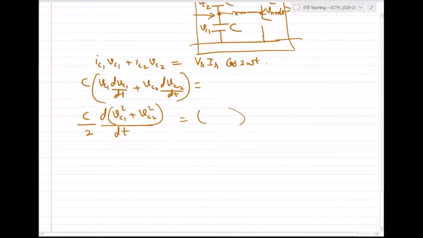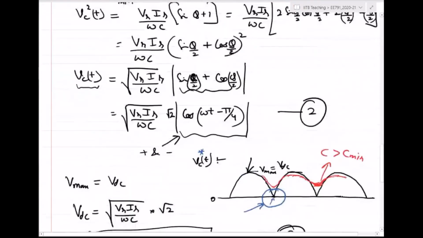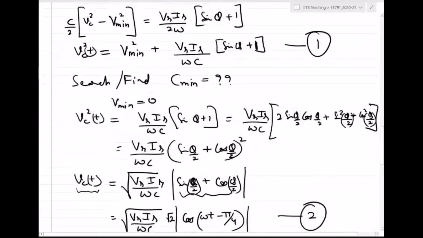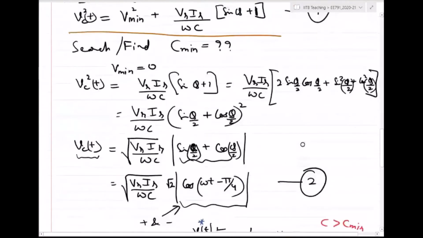The only difference is that last time this thing was just VC square, and here it is VC1 square plus VC2 square. That is the only difference. So let me call this x square for the time being, just for quick calculations. If I call this x square and repeat the whole calculation process, then I can reuse equation number 1, and I can replace VC with x and V min with x min.